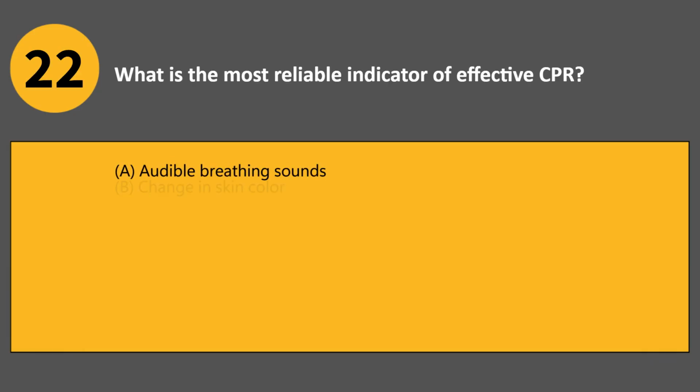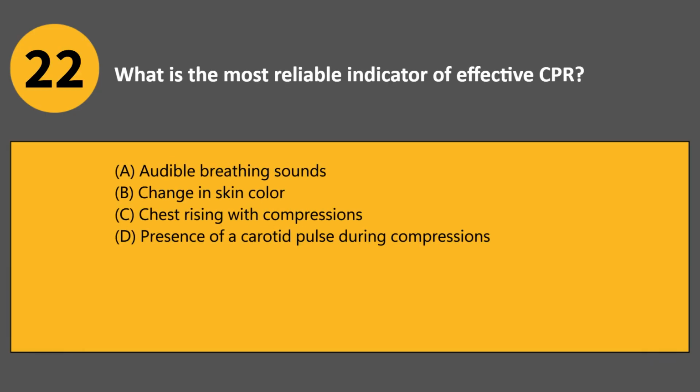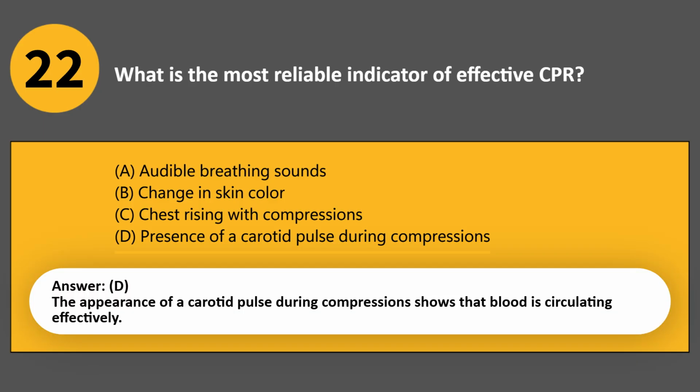What is the most reliable indicator of effective CPR? A. Audible breathing sounds. B. Change in skin color. C. Chest rising with compressions. D. Presence of a carotid pulse during compressions. Answer D. The appearance of a carotid pulse during compressions shows that blood is circulating effectively.